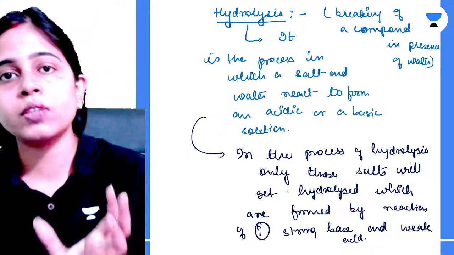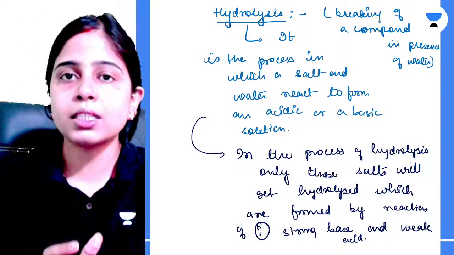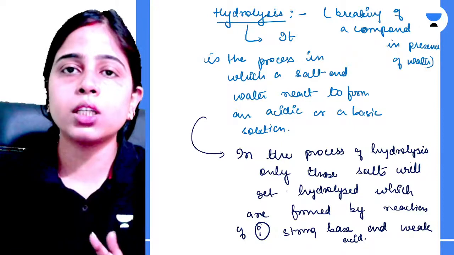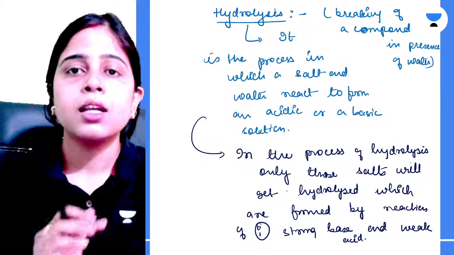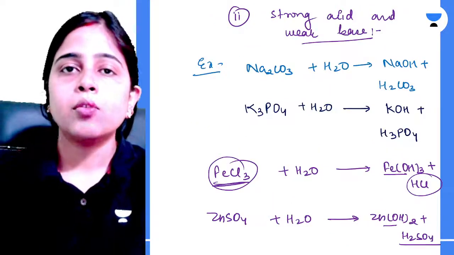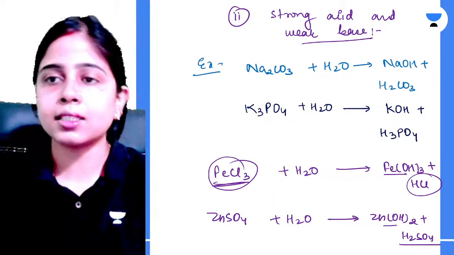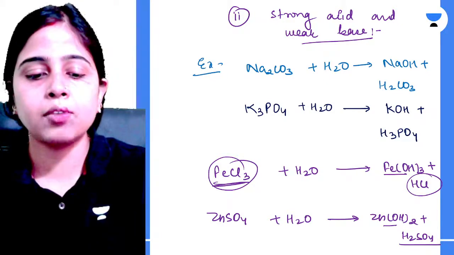So the salts which are formed by the reaction of strong base and weak acid are known as basic salts, and they will react with water to produce your basic solutions. And the acidic salts, that means the salts which are formed by the reaction of your strong acid and weak base, will react with water to produce an acidic solution. So this was all the summary of today's session, what we have learned till now.